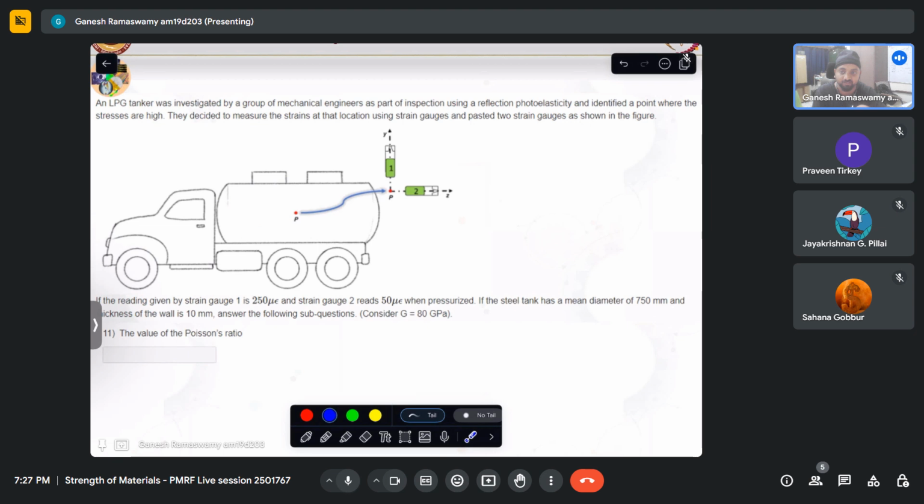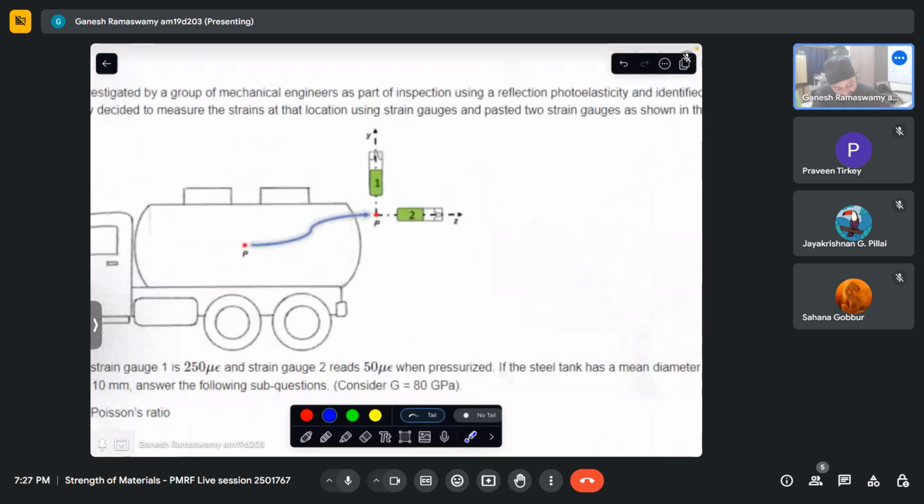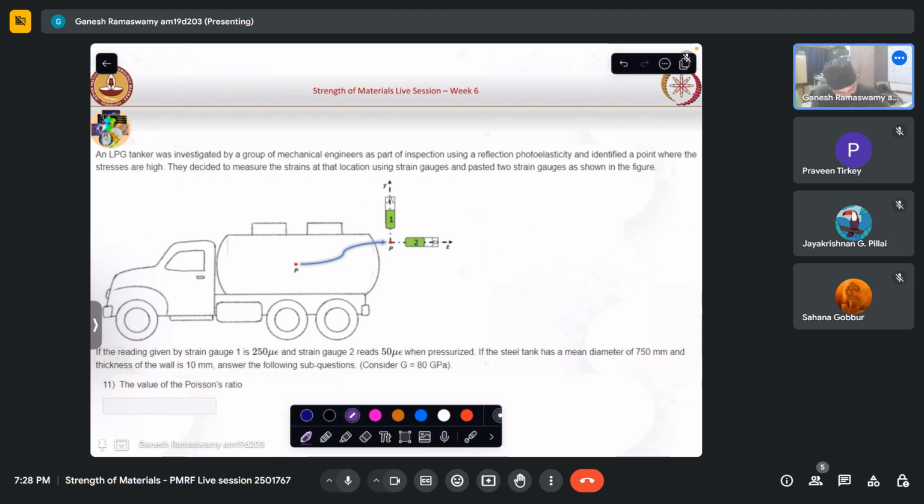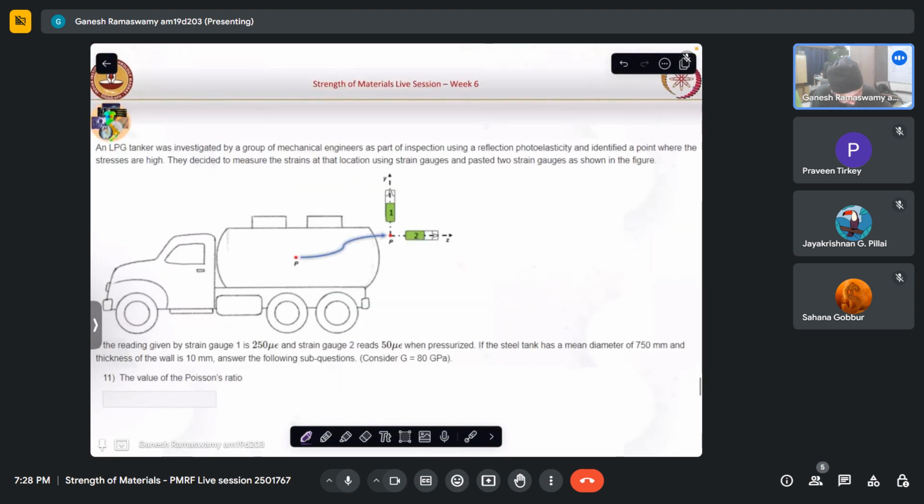It is decided to measure the strain at this location using strain gauges pasted as shown. At this point, we have two strain gauges pasted, 1 and 2. This is given to be the z direction. So EZZ is given to be strain gauge 2, and then EYY is strain gauge 1.